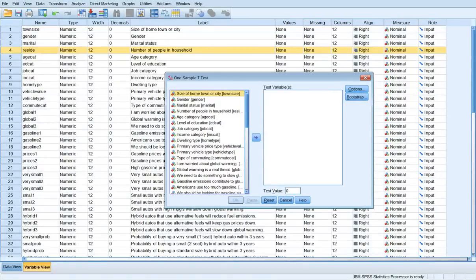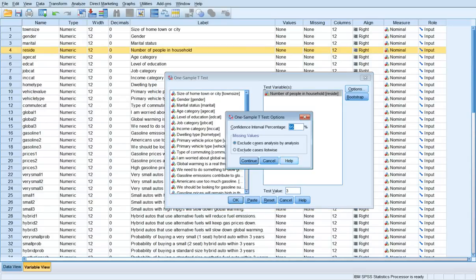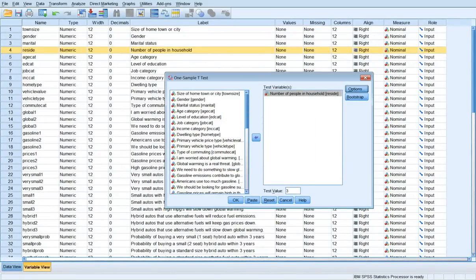I select number of people in household and I compare it to the number 3. That's all. I'm not going to discuss what is involved in options. Actually, here is where we can change the confidence level of our test, which is something we cannot do when using Excel Data Analyst. So let's click OK and see what happens.